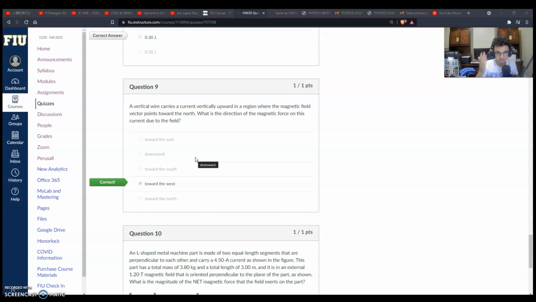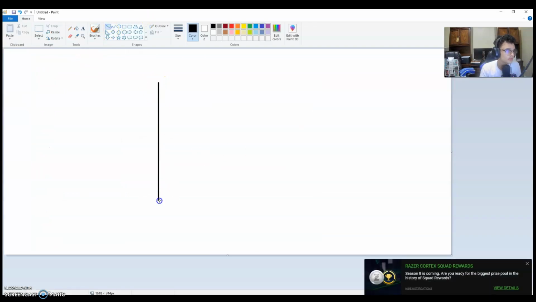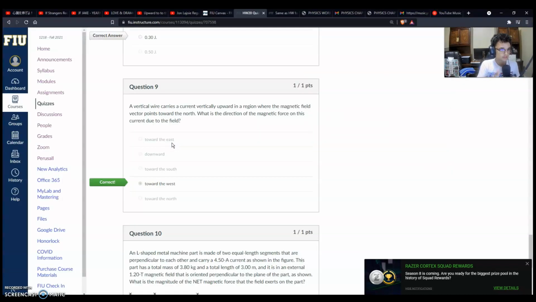So we're going to be using the right hand rule, and just to make it a little easier, we're going to be making a little compass here. Make this north, and then the rest is south, east, and west. So basically we have the current, like it said. The current is vertically upwards. Just for reference, this is north for me.